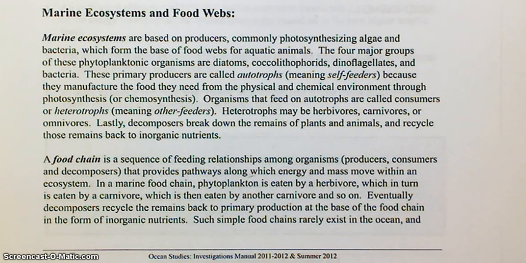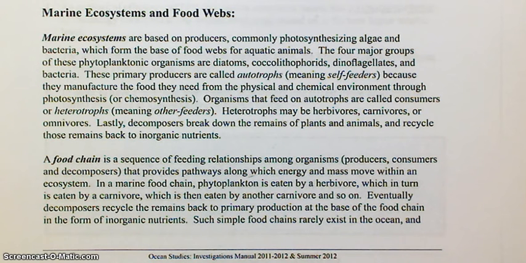Okay, marine ecosystems and food webs. Marine ecosystems are based on producers, commonly photosynthesizing algae and bacteria, which form the base of food webs for aquatic animals. Remember that aquatic means relating to water.